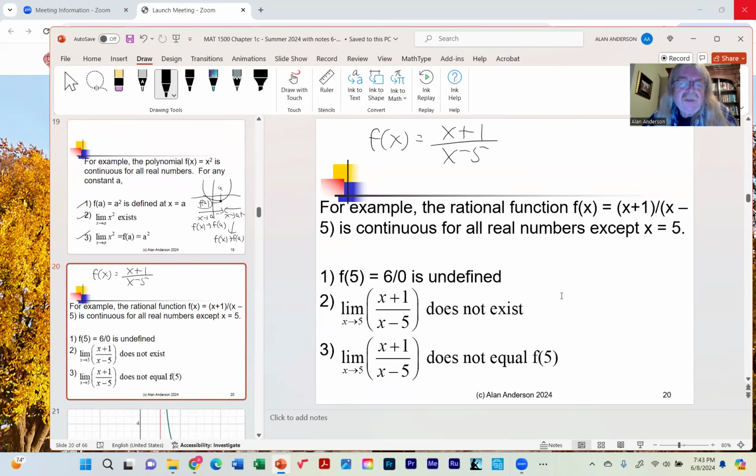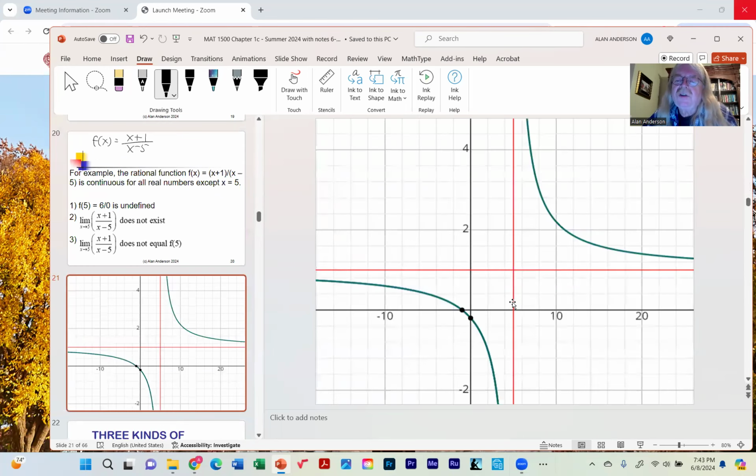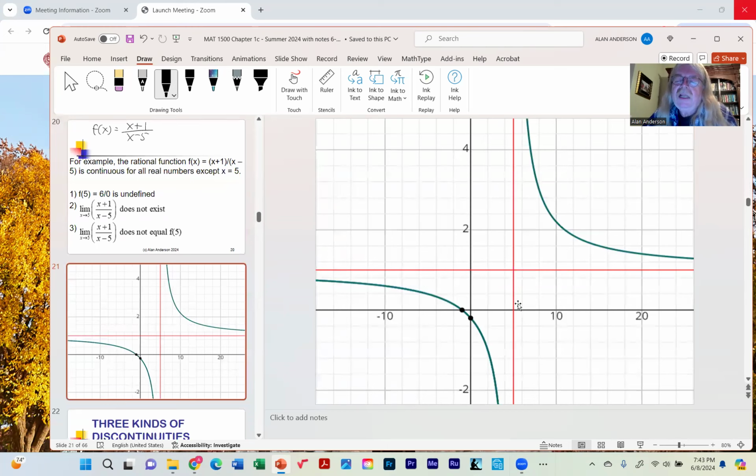Rational functions are different because, since you're dividing, you can have a value of x which violates one of these three conditions, and therefore you can end up with a discontinuous function like this one. It can't be continuous because you can see we have an asymptote here, a vertical asymptote at x equals 5. So the limit does not exist.